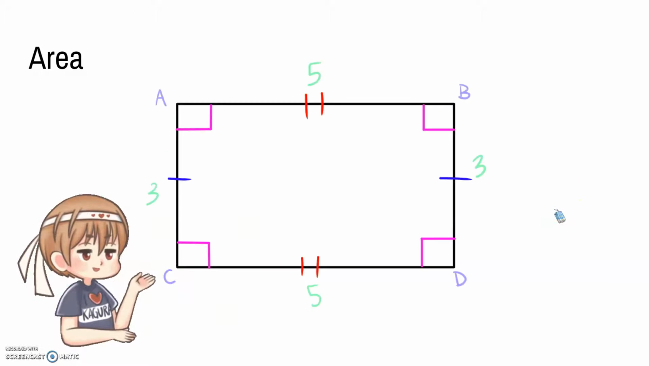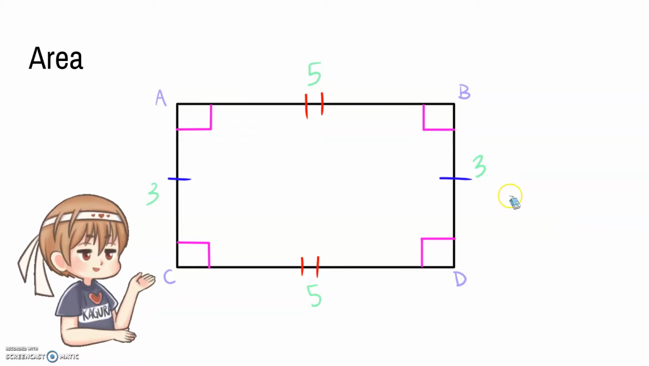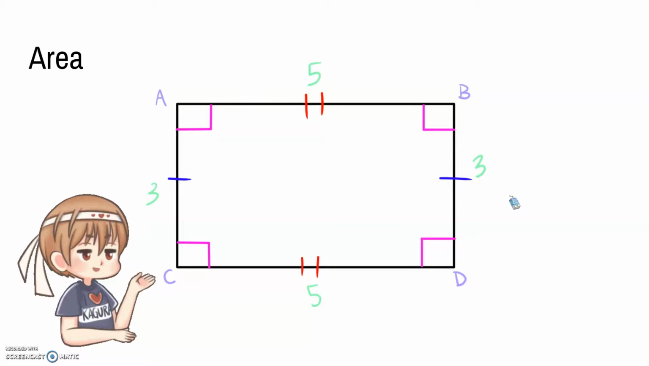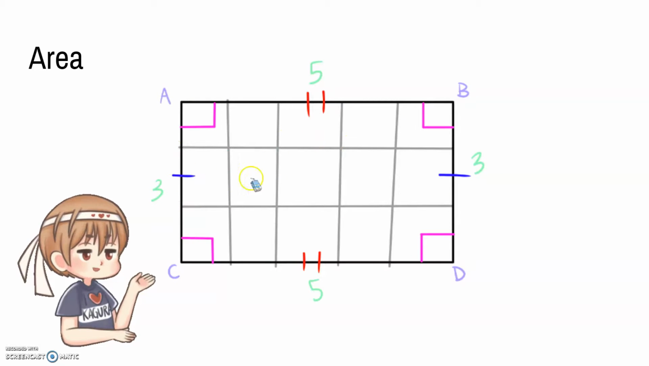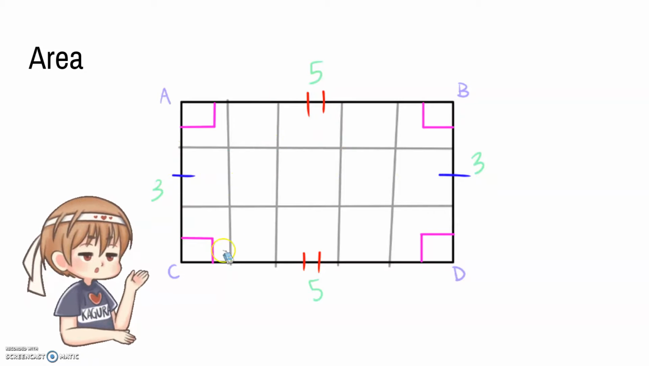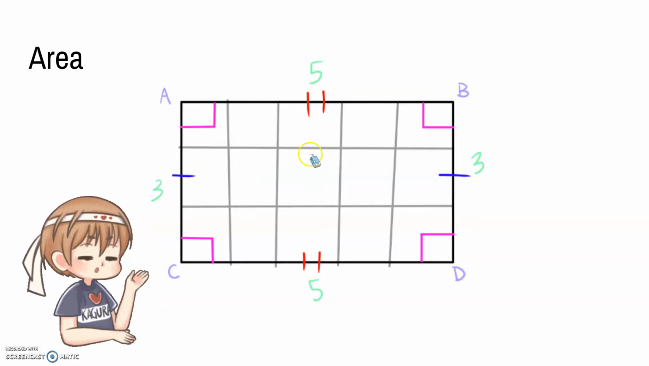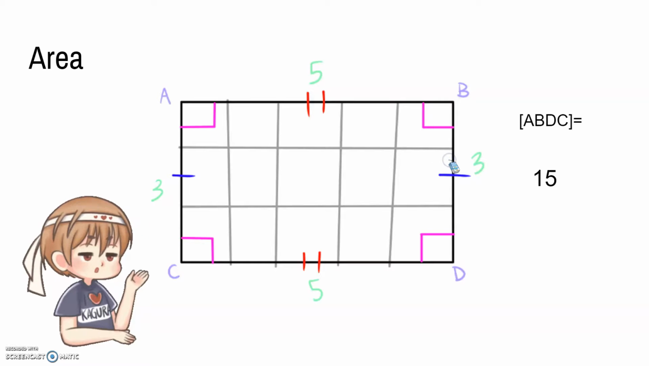Back to the rectangle example I used earlier. The area of the rectangle ABDC is equal to the number of 1 by 1 squares we can fit on the rectangle. So there are 5 this way and 3 that way. I could just count the 1 by 1 units or multiply the 2 dimensions or sides, 5 and 3, and I'll get 15.